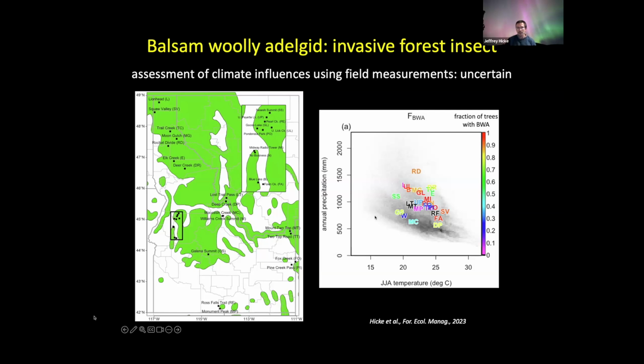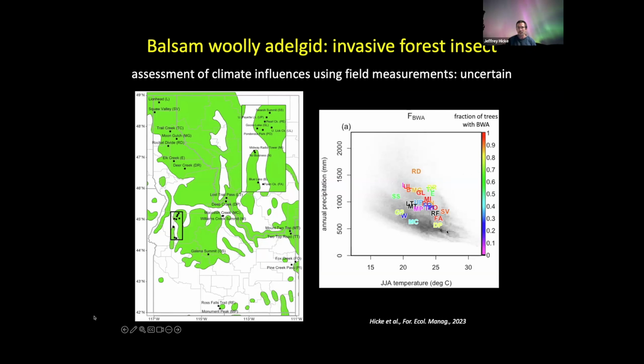The illustration here is I was plotting summer temperatures versus annual precipitation. The 28 sites are indicated by the 2-letter codes, and these sites are colored according to the fraction of trees with this insect present. So if you focus on greens, oranges, yellows, and reds, those are the sites with the highest amount of balsam woolly adelgid.